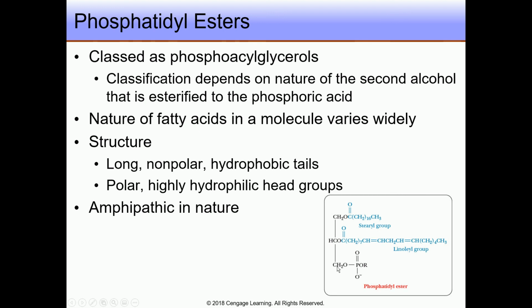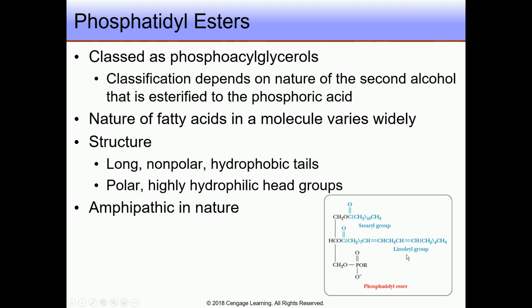So here is the first fatty acid, here is the second fatty acid, and at the third position, the phosphate group is actually attached to a second alcoholic group. So they are classed as phosphoacyl glycerols. The classification depends on the nature of the second alcohol that is esterified to the phosphoric acid. So here is a phosphoric acid, and to this phosphoric acid is attached the second alcoholic group.